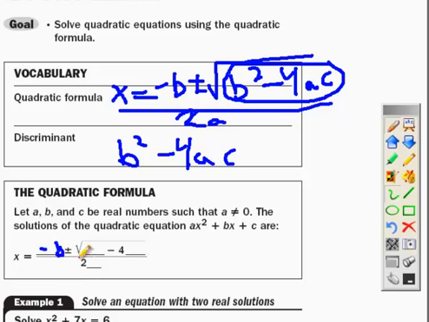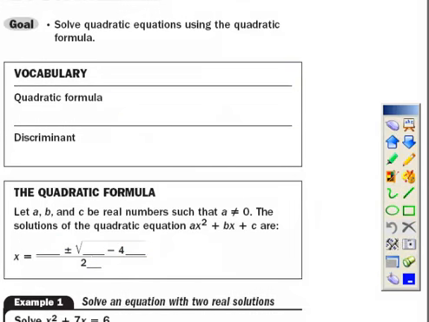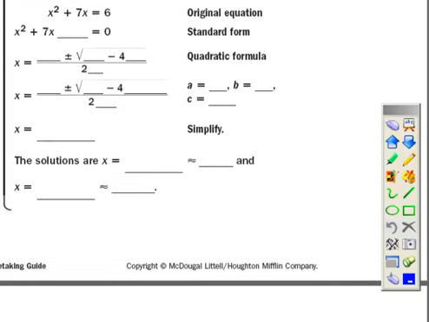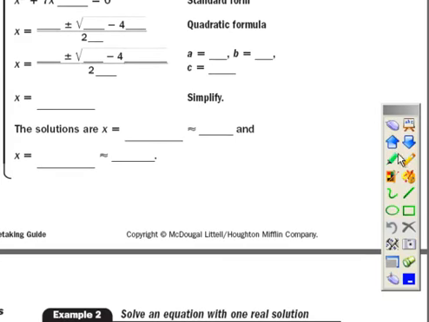So we use the quadratic formula to solve quadratic equations. If you have something ax squared plus bx plus c equals 0, then you can solve the quadratic equation using the quadratic formula. Let's take a look at how that might work in a real problem.